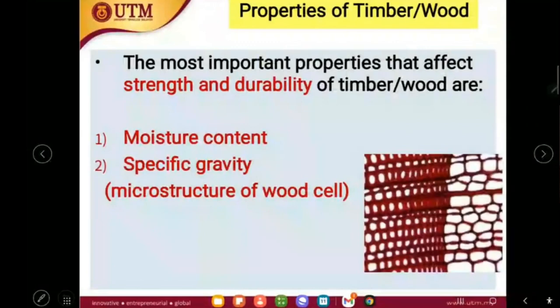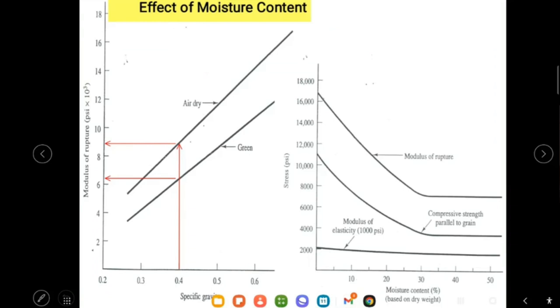All right. For timber, the most important properties that affect the strength and durability of timber or wood are actually two things. One is the moisture content and the other is the specific gravity. The specific gravity of a wood is highly dependent on the microstructure of the wood cell, which is the early wood and also the late wood. This is the diagram showing the effects of the moisture content and the specific gravity. If you look here, this is the wood which is green.